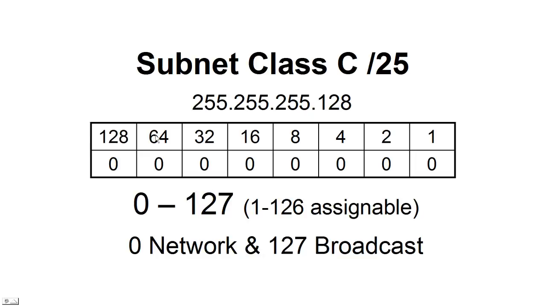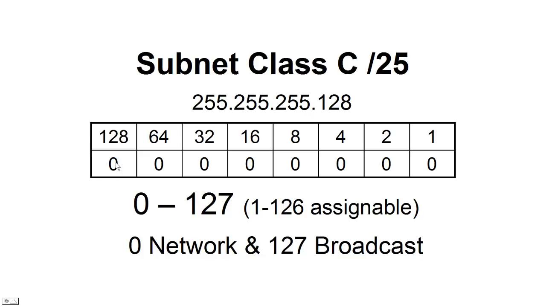So our range now is only from 0, with them all set to 0, to 127. If we set 64, 32, 16, 8, 4, 2, and 1, we would get 127. That's one less than the next higher order bit, 128. So if we take away the 0 and the 127 for network and broadcast, that leaves us 126 assignable IP addresses that we could use for computers, hosts, devices, whatever. So 126 on this one.